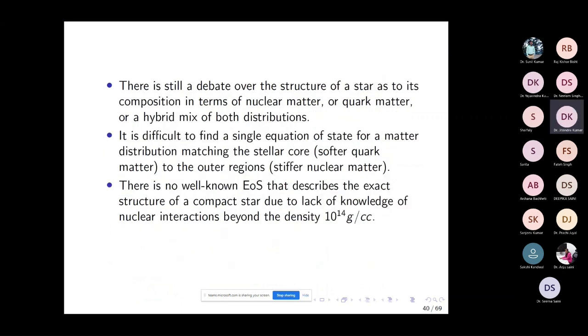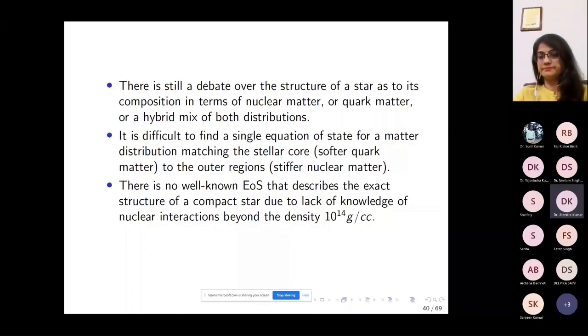There is still a debate over the structure of a star as to its composition in terms of nuclear matter or quark matter or a hybrid mix of both distributions. So it is difficult to find a single equation of state for a matter distribution matching the stellar core to outer regions. There is no well-known equation of state that describes the exact structure of a compact star due to lack of knowledge of the nuclear interaction beyond the density 10 raised to power 14 gram per centimeter cube.